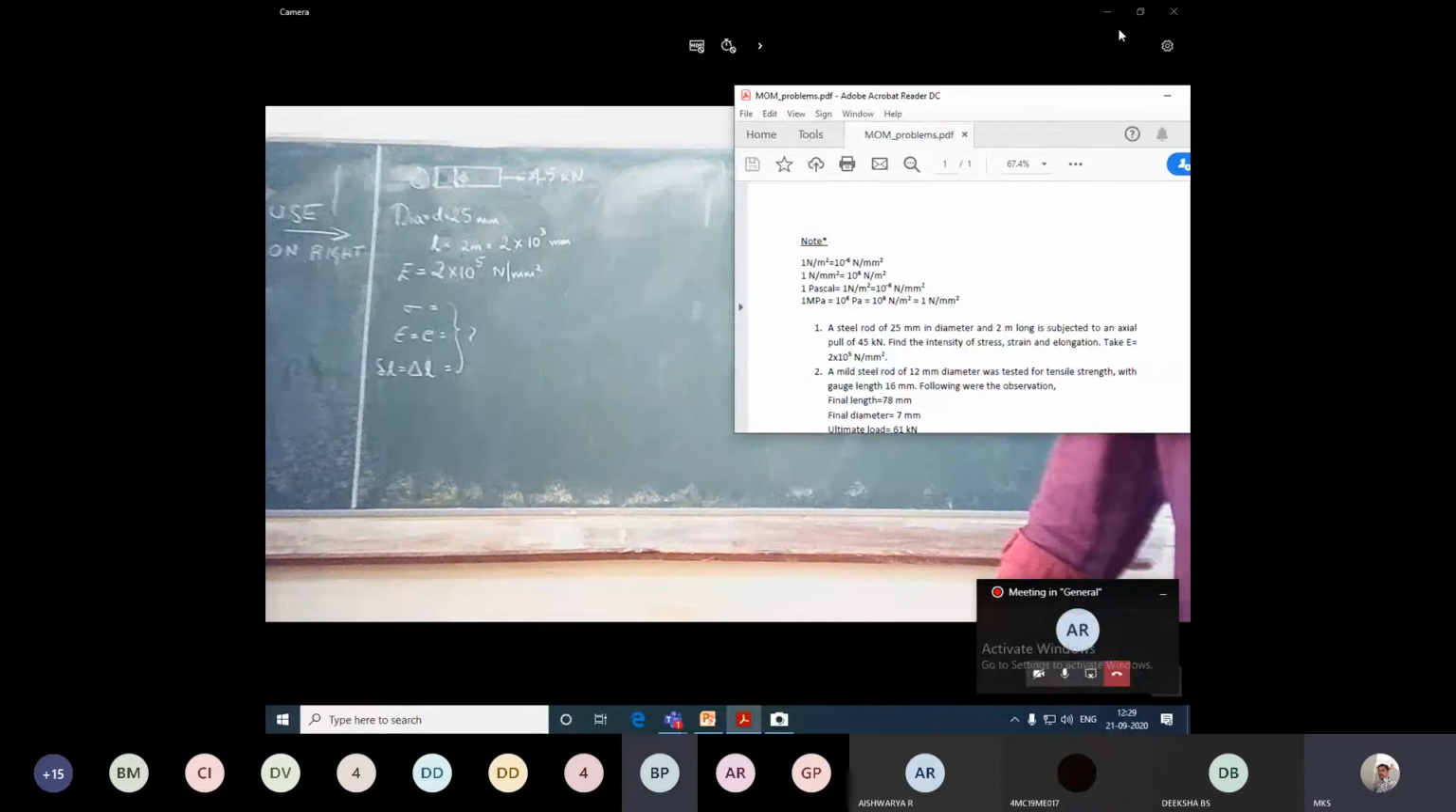You have attended the previous classes. You know the equations, right? This is a basic equation. So how to calculate the stress? What are the equations that are given for the stress?